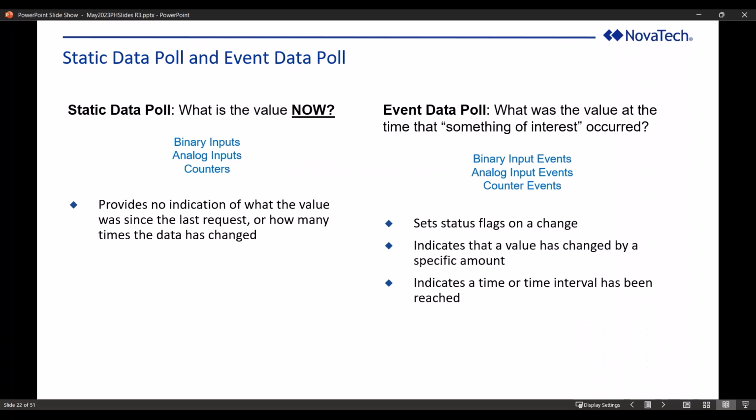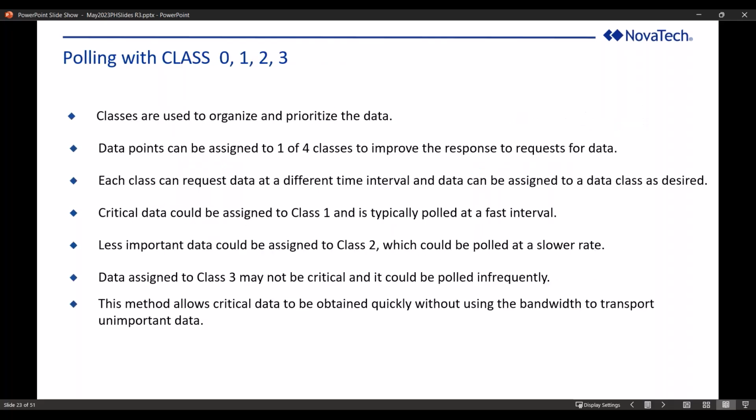As I mentioned, there's static data and there's event data. So you can poll specifically for static data, and you can specifically poll for event data, or you can do both. And the idea behind class 0, 1, 2, 3 is to prioritize these events or this static data. Static, sorry, you can't prioritize it. Static data just remains in class 0. That's where it stays. But for your event data, you can classify it as class 1, 2, or 3.